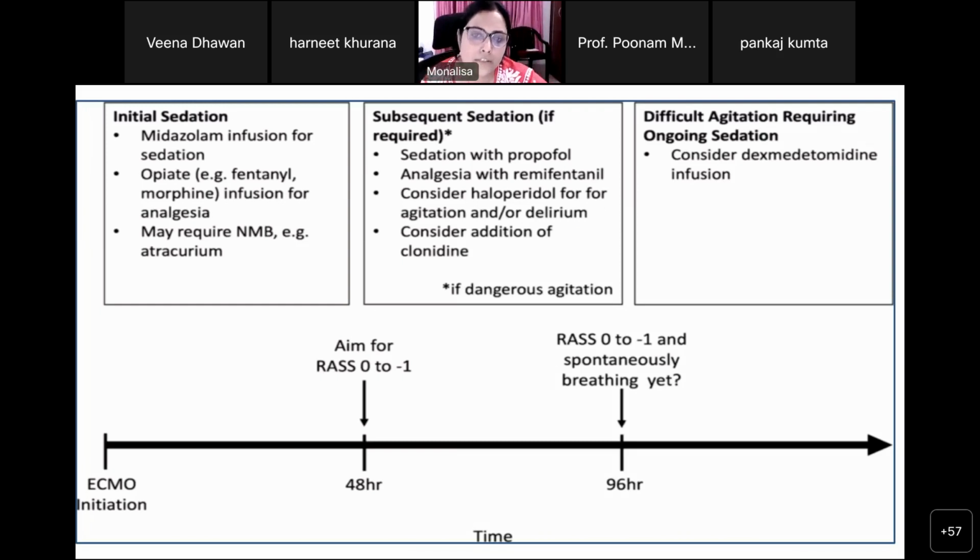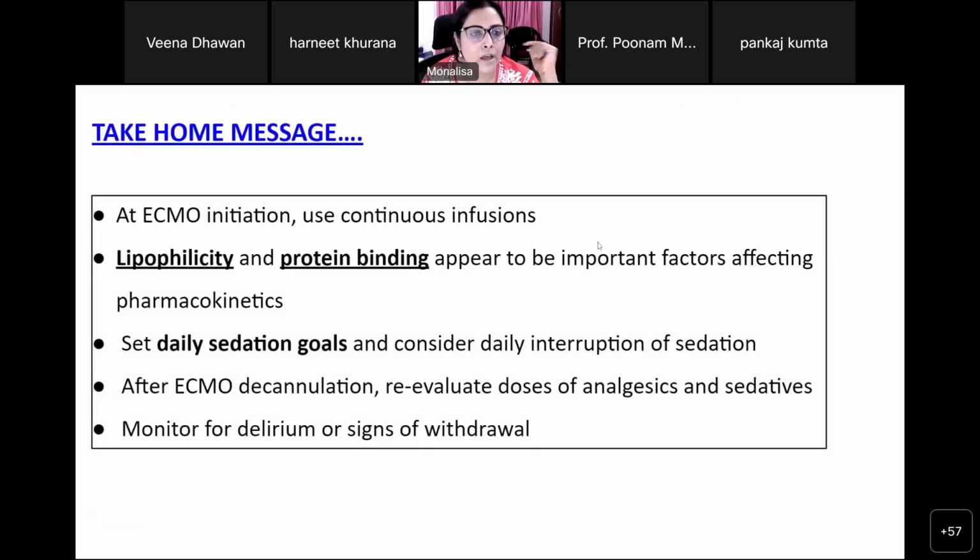Adding it to the other agents sometimes helped. So this is just summarizing one of the protocols which I came across. Now, just ending my talk. So at ECMO initiation, use continuous infusion. The requirement is high because of the priming solutions.